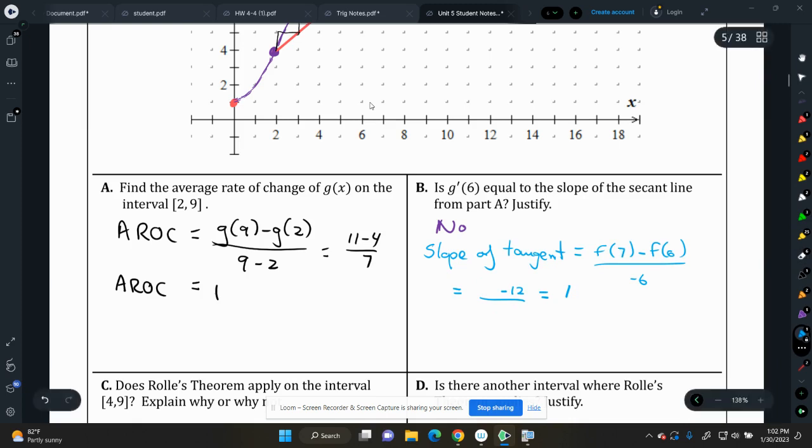This was f of 7, right? Which was 14. So this is 7 minus 1. So we got 2. So we can say 2 does not equal 1. Therefore, g prime of 6 does not equal the slope of the secant.